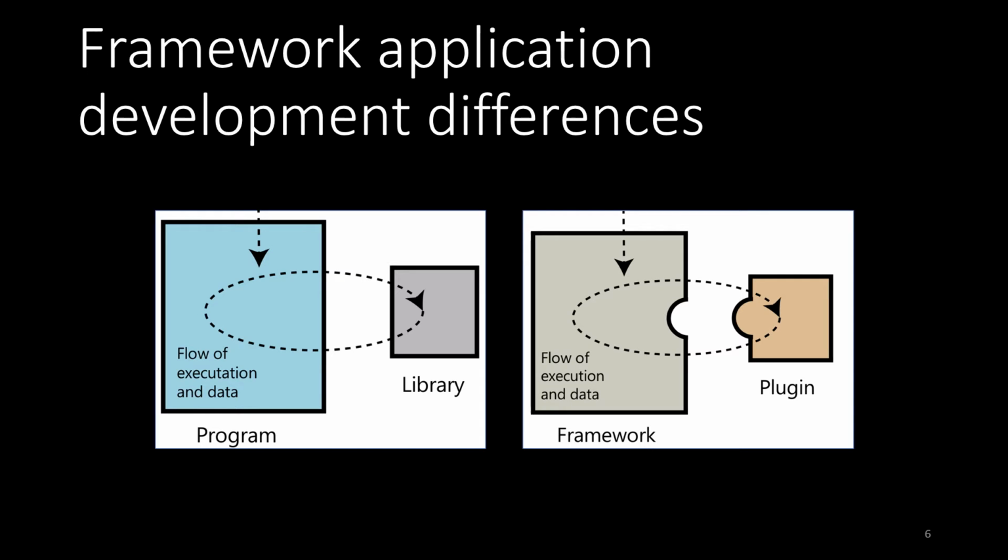However, when you develop with a framework, the situation is different. The framework controls the flow of execution and data, since that process is general across applications in that domain, and instead you write a plugin that performs the unique parts of that framework application. And then the framework, when it determines it's the correct time to call your plugin, will call your code in your plugin, perform that execution, and then return the execution back to the framework.